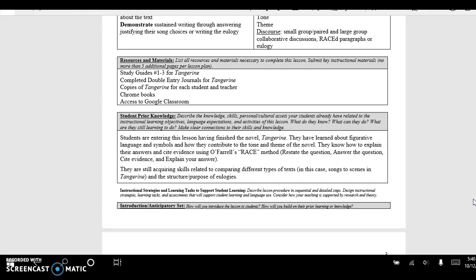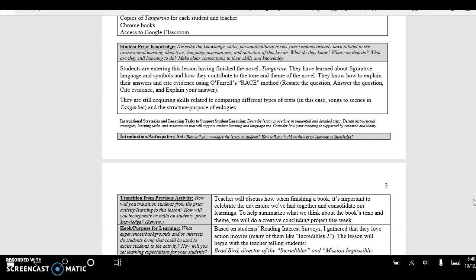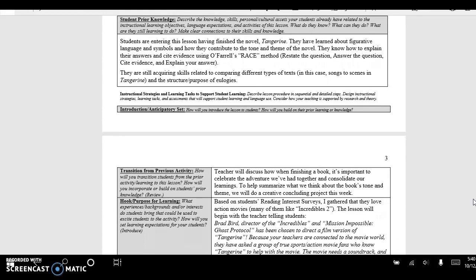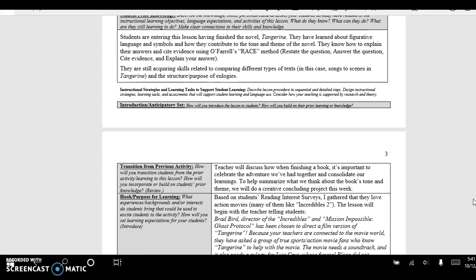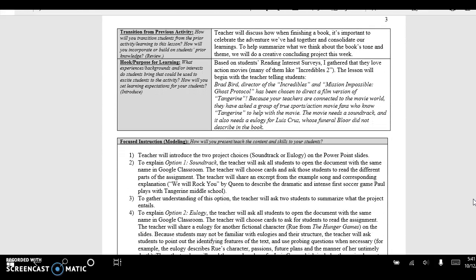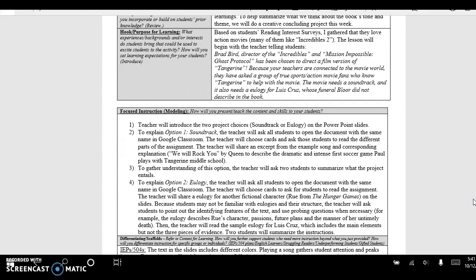As I said, resources and materials, student prior knowledge. So students are interested, especially having finished the novel. And if they've already finished the novel, then you can tie things back in. So take different scenes and so forth to help them remember certain things. The hook and the purpose. As you can see, they quoted out something as a hook, italicized something as a hook, and it gets the students engaged right off the bat and makes them want to learn something.